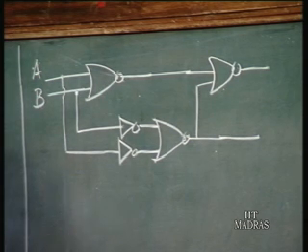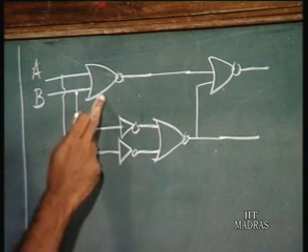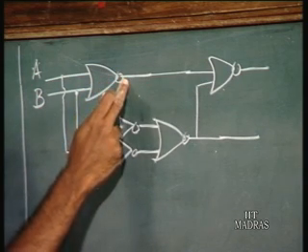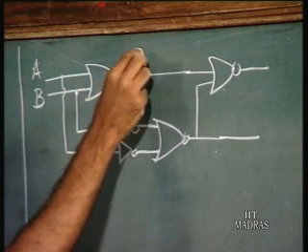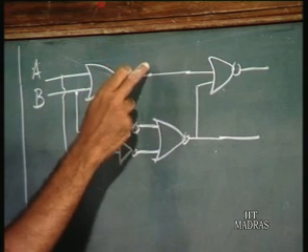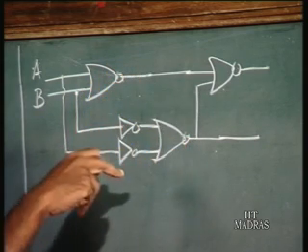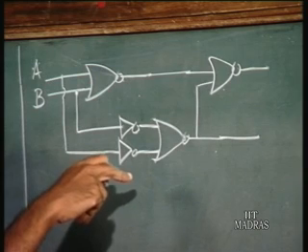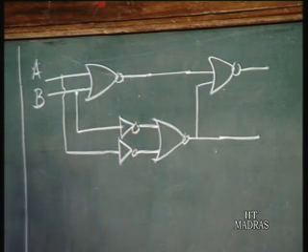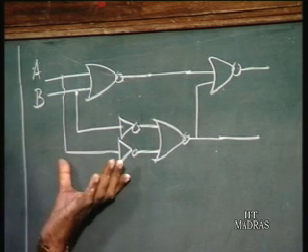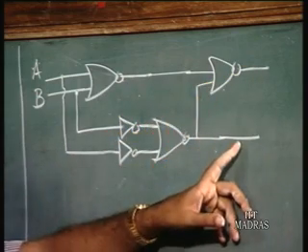So, here you have NOR of A and B. Here you have the NOR of complement of A and B, and then again you are following it up with a NOR. So, this is the circuit of a half adder basically. So, here you have the sum and here you have the carry.